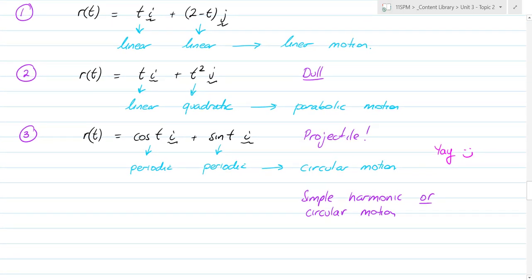So the number 2, this one here is projectile. And this one here is circular motion, simple harmonic, or circular motion, which we will cover.